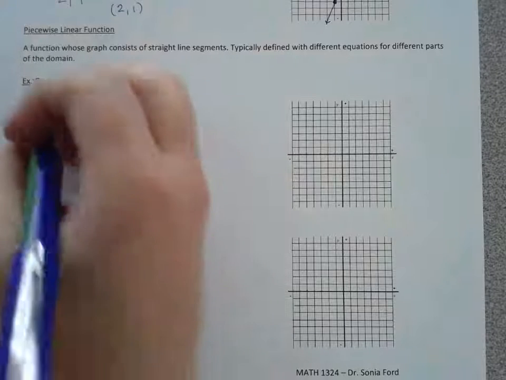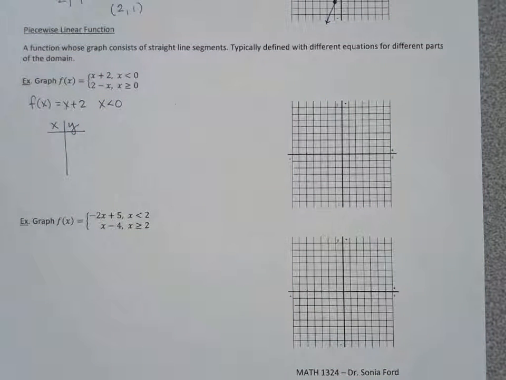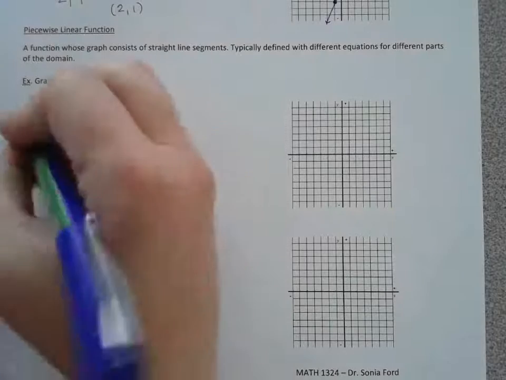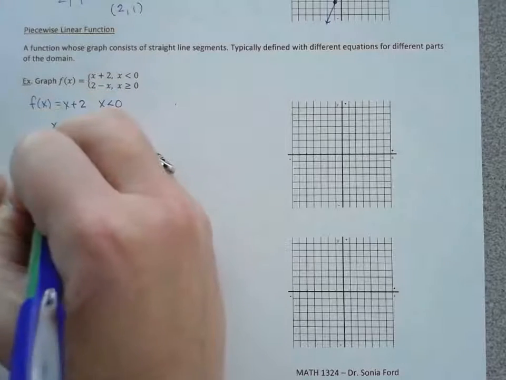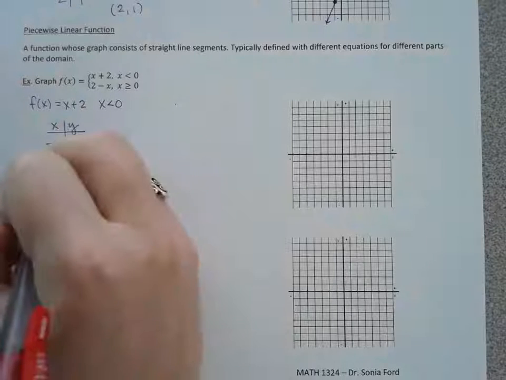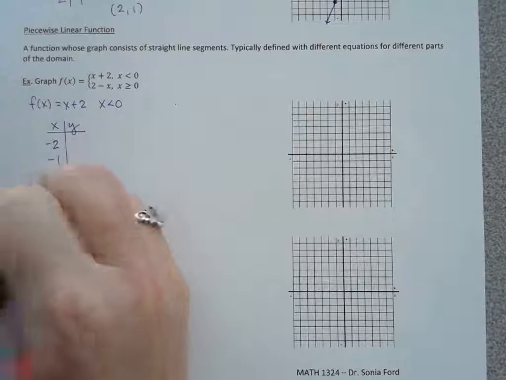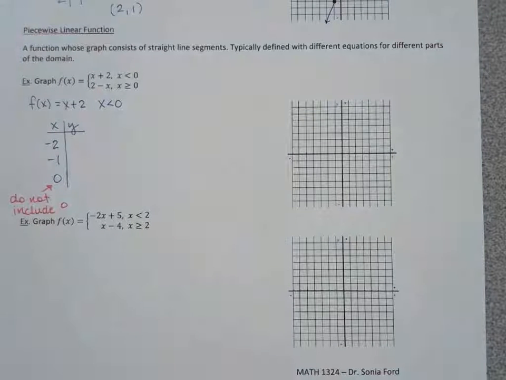Because I want values that are less than 0, when I choose points, I'm going to choose points that are less than 0. Okay, so that means negative values. So how about we do -2, -1, and 0. Of course, we just said that we're not going to include 0, so you're going to have an open circle on your graph at that point, whatever we find.